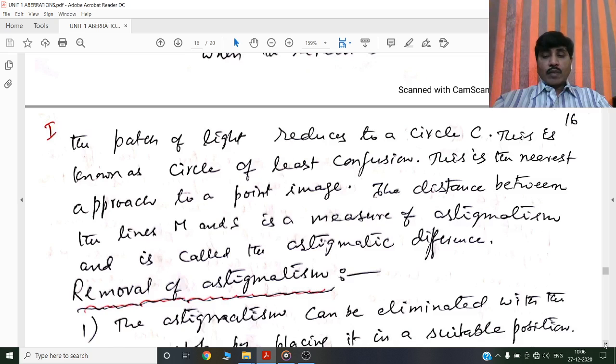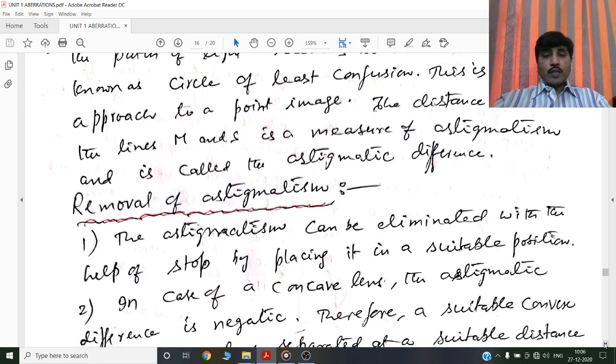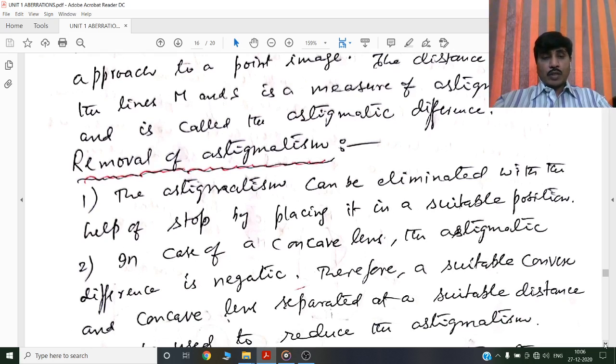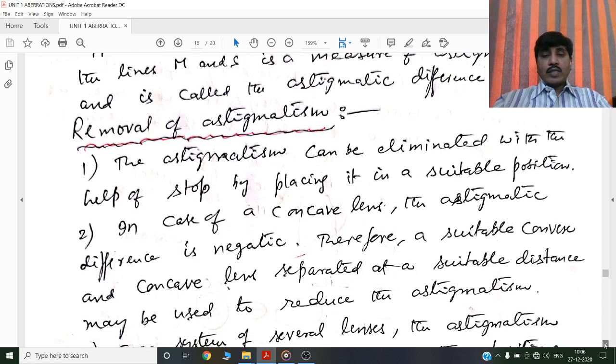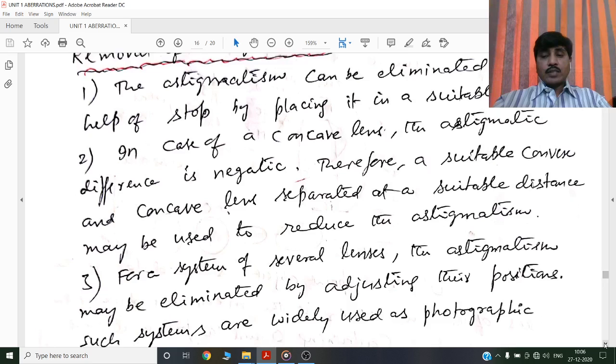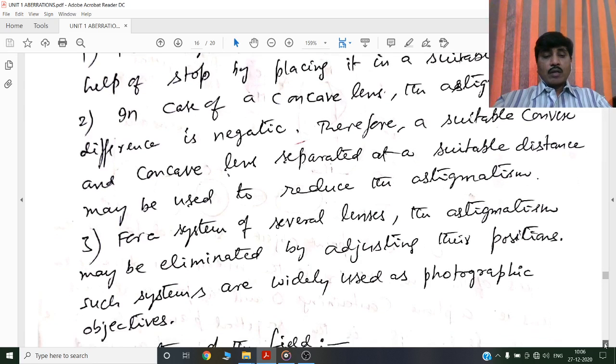Astigmatism can be minimized by using the following methods. The astigmatism can be eliminated with the help of a stop by placing it in a suitable position. In case of a concave lens, the astigmatic difference is negative, while in case of a convex lens it is positive. Therefore, a suitable combination of convex and concave lenses separated at a suitable distance may be used to reduce the astigmatism. For a system of several lenses, the astigmatism may be eliminated by adjusting their positions. Such systems are widely used as photographic objectives.